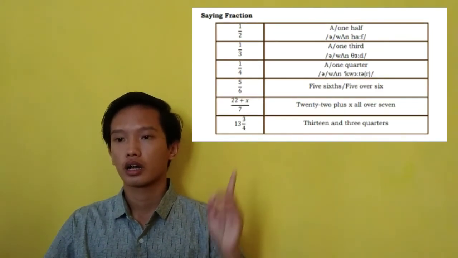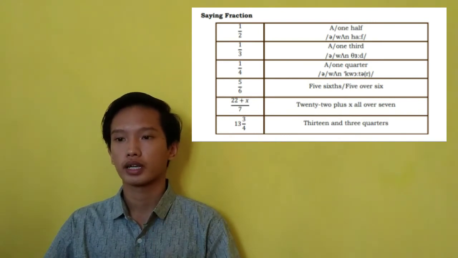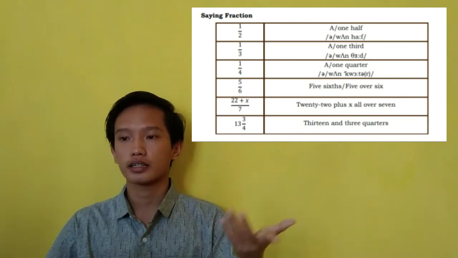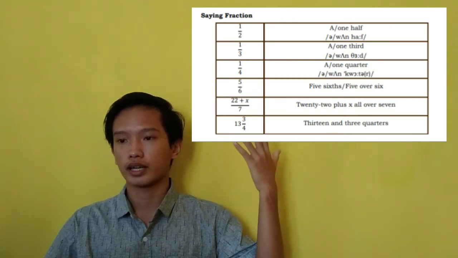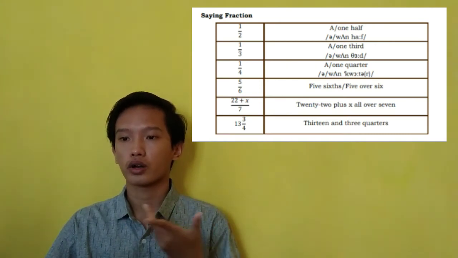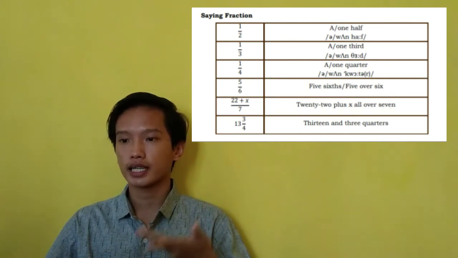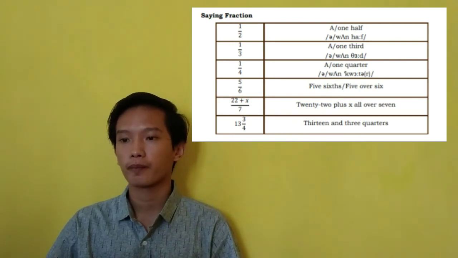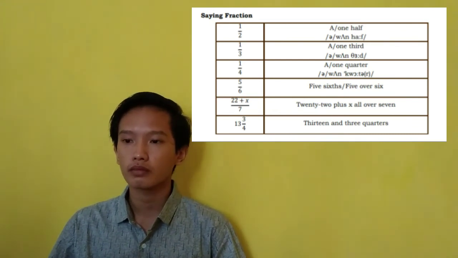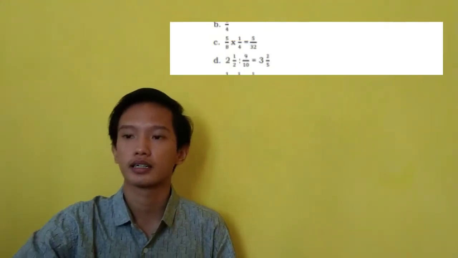First, we can say a half or 1/2. And the second, we can say a third or 1/3. And the third, we can say a quarter or 1/4. And then we can say 5/6. And then 22 plus x over 7. And then 13 and 3/4. And this is the other table.